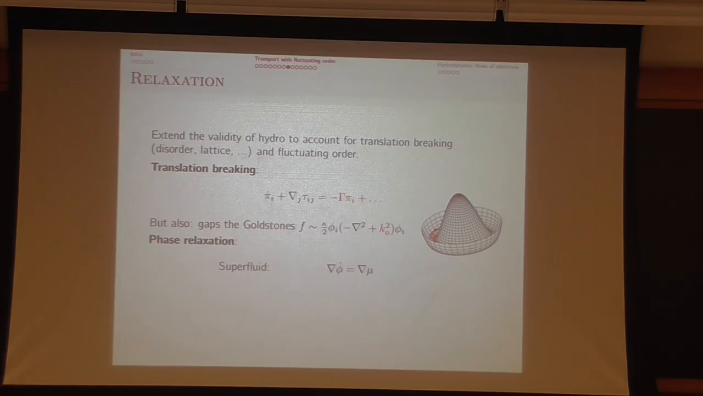And so if this is true, then I can include it in hydrodynamics in a very simple way, just by looking at my momentum conservation equation and writing down everything I can on the right-hand side, in terms of my hydrodynamic operators, again in a gradient expansion. And so the lowest derivative term I can write down is just this in terms of momentum, which looks like a relaxation term.